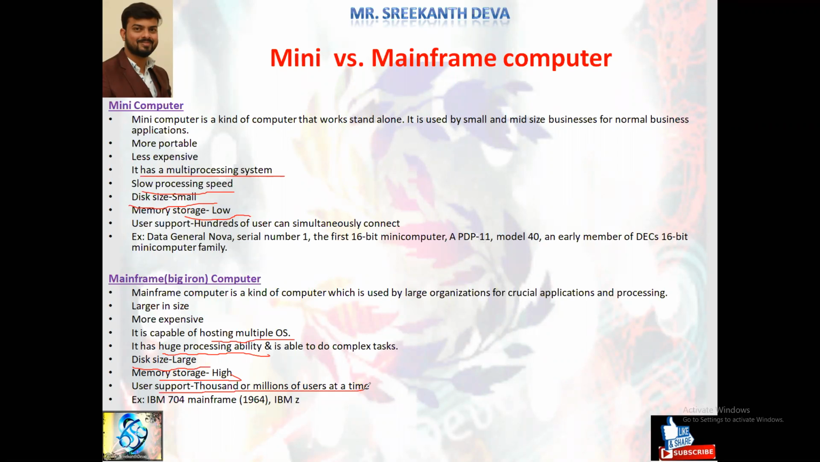The best examples of mini computers: number one, Data General Nova, the first 16-bit mini computer. We already discussed in detail bit representation: what is a bit, what is 4-bit, 8-bit, 16-bit, 32-bit, 64-bit, and so on. So initially these mini computers were 16-bit, like the Data General Nova. Next, the PDP 11.